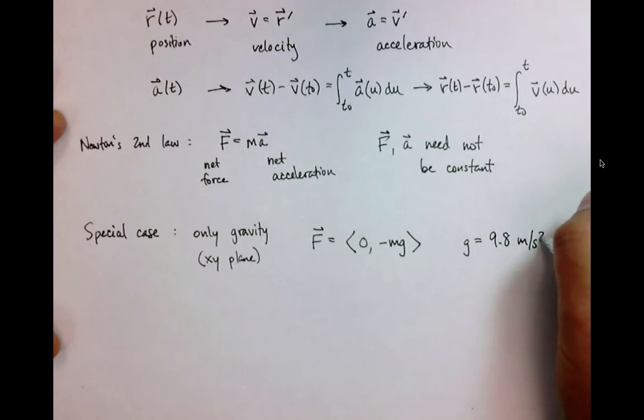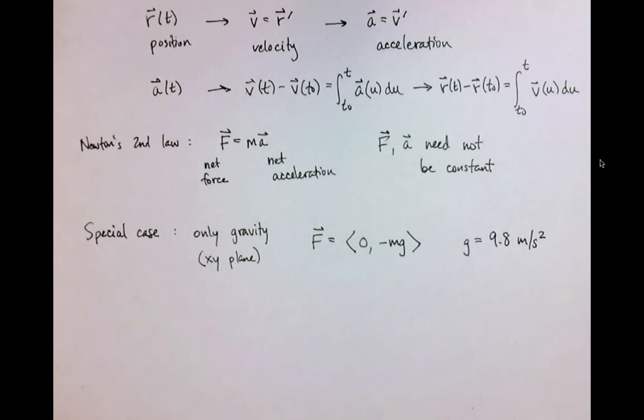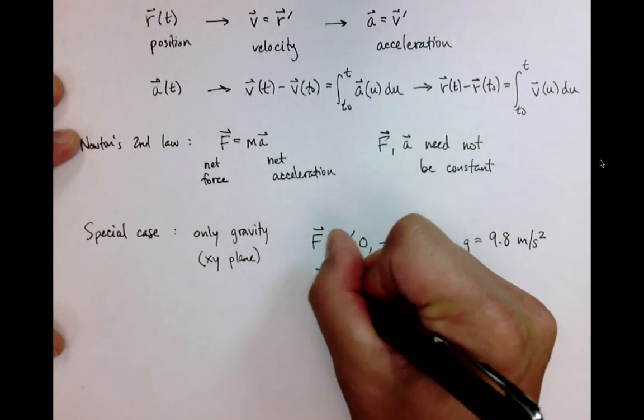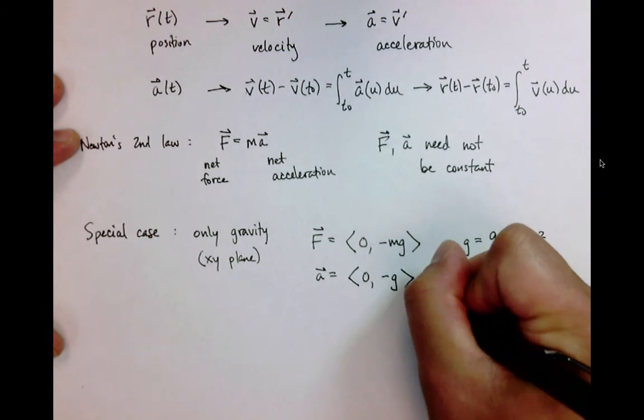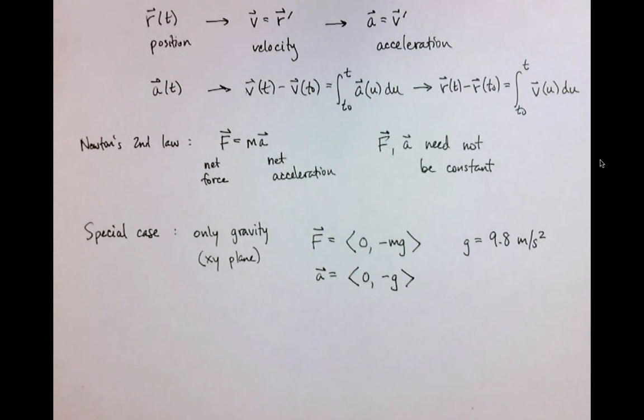So in a problem where you have motion due to gravity only, or with gravity supplying the only force, then you start with this as your acceleration, 0, negative g, and from there you can find velocity and position.